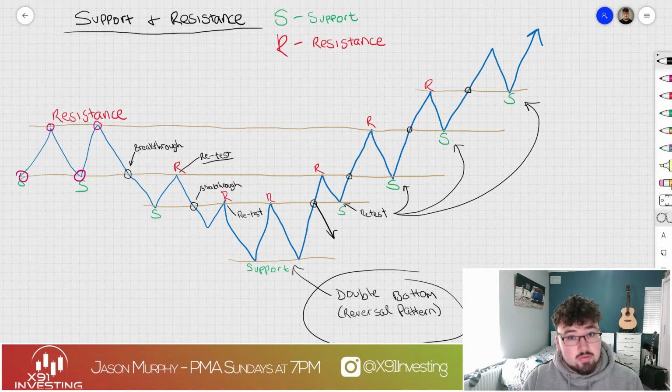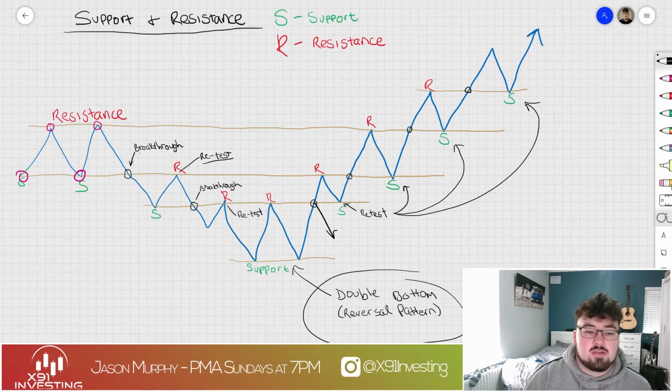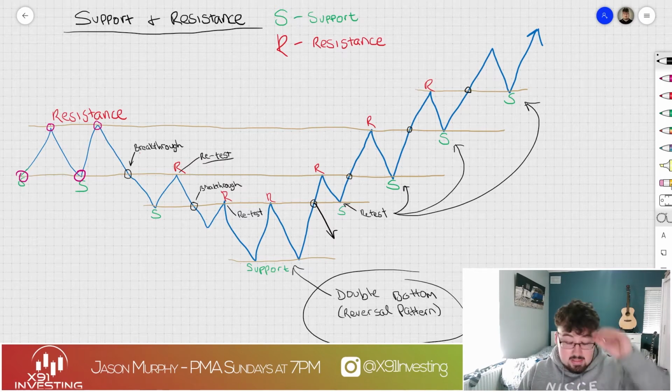This is why entry reason is a big part of a trading strategy. Hopping in here just because it's at a support level is not enough to get into a trade. You need your entry reason. You need a solid reason.